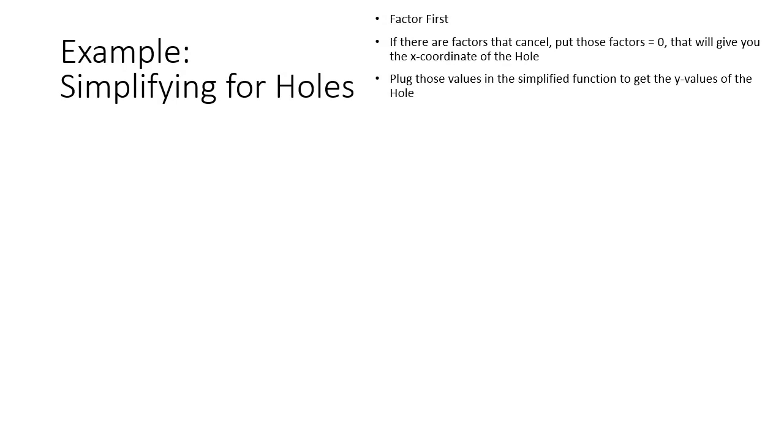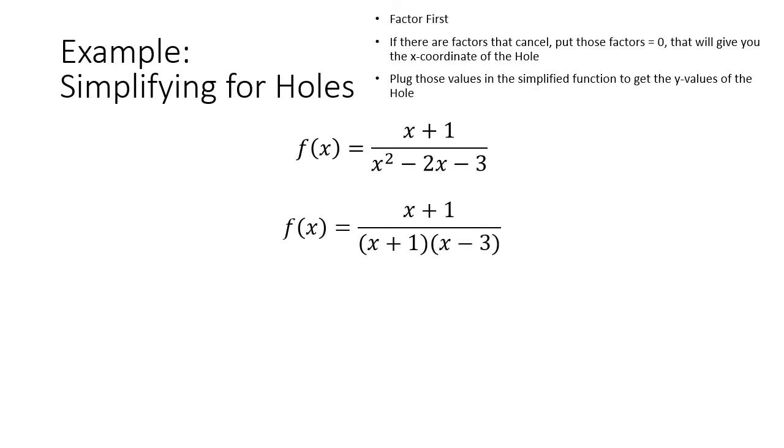So here's our example. We have x plus 1 over x squared minus 2x minus 3. So it says factor first. We factored that in the previous problem. We got x plus 1, x minus 3. And so the x coordinate of the hole is where x plus 1 equals 0. This is because the x plus 1 at the top and the bottom cancel out.